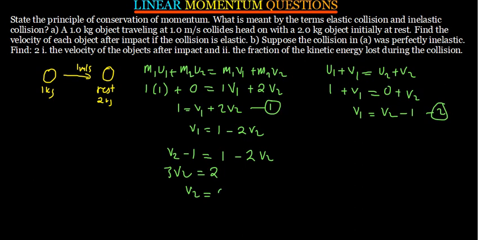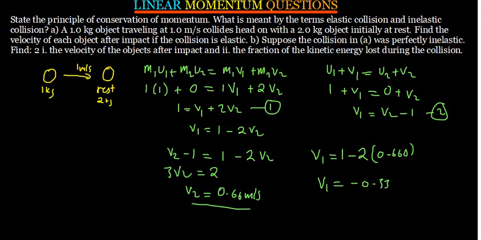That is 0.66 meters per second. And then to find v1, we can use one of these two. v1 is equal to 1 minus 2 v2, where v2 is 0.666. So 0.66 times 2, then 1 minus the answer. That gives us v1 equal to negative 0.33 meters per second. So v1 bounced back. That's why the velocity is negative, because we're taking motion going forward as positive.